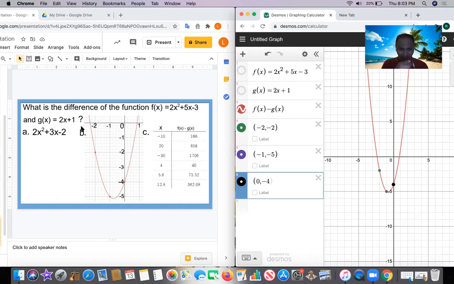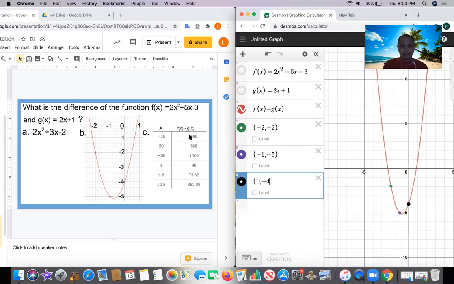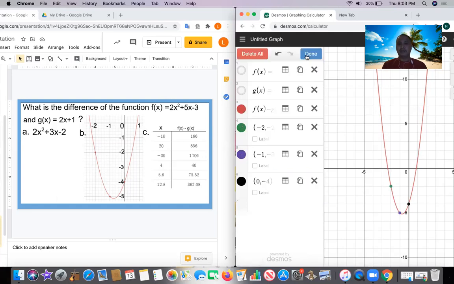Now, what if we try to check letter C? This is a table of values. It is hardly seen here. What are we going to do? Look at the table here. This is the table.